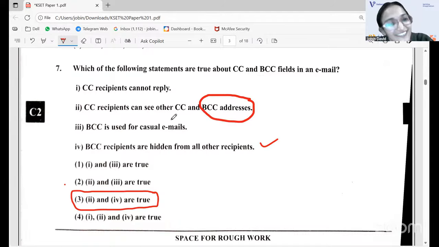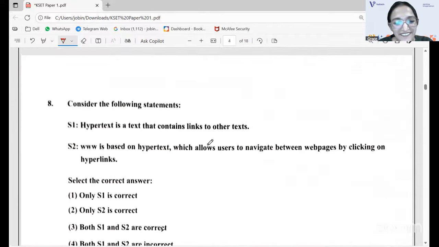Yeah, that's right. Maybe they will give the options correct, or maybe they'll give the marks for option 3, right? 2 and 4, I hope so. Yeah, they will. Yes, yes. Okay, guys. Next one.